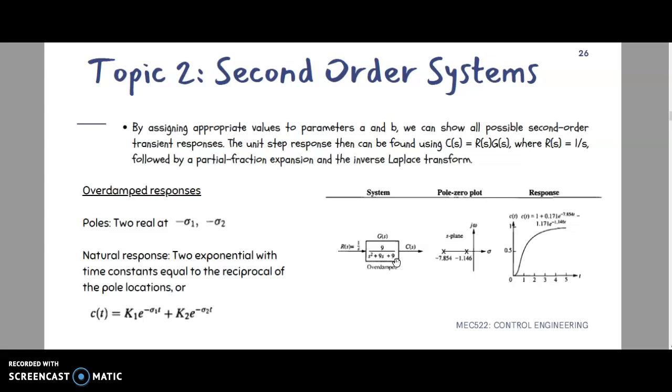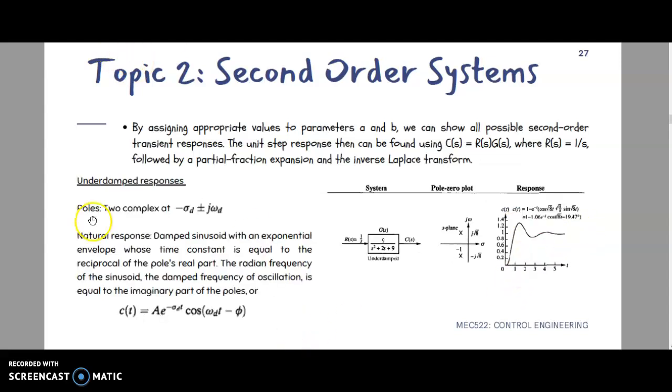You will get an equation like this. After taking inverse Laplace, you can get the equation for the overdamped response, something like this. That is why you can get the graph for the overdamped response.